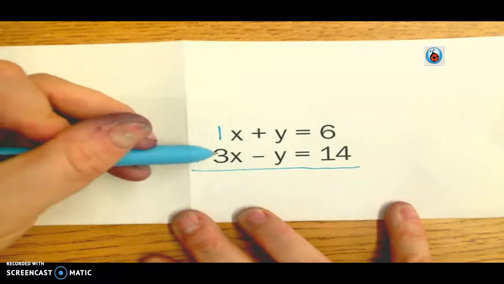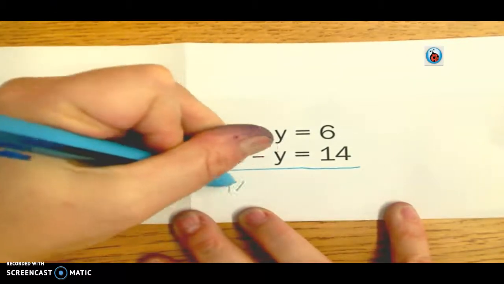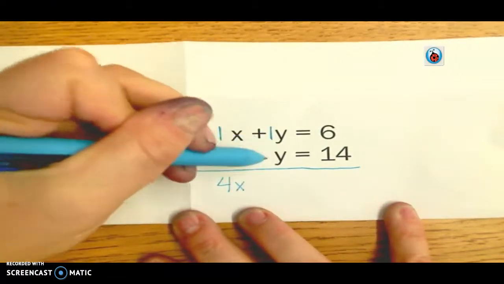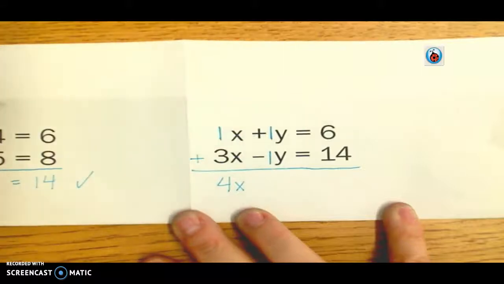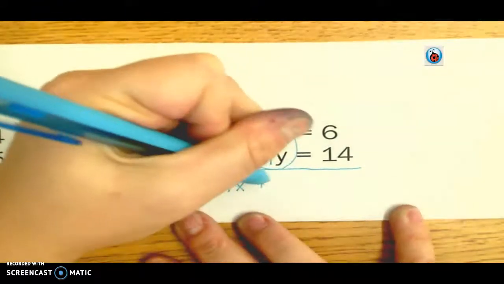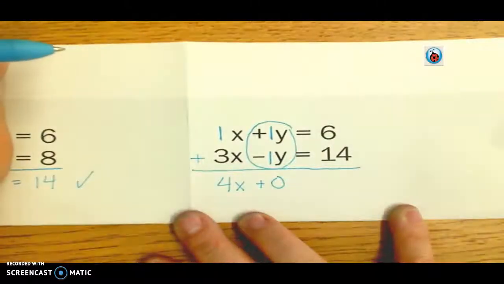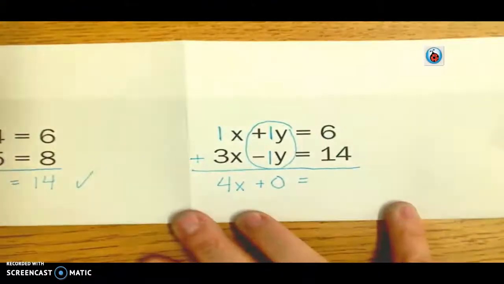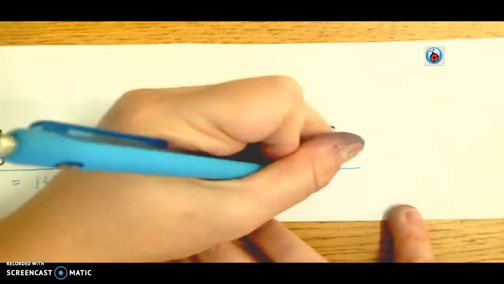So I have 1x plus 3x, that is 4x, positive 1y minus 1y. Well, look at that. Those guys are opposites. So that's going to cancel out to make a 0. That makes my life so much easier. 6 plus 14 is 20.